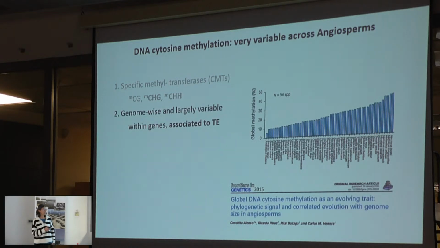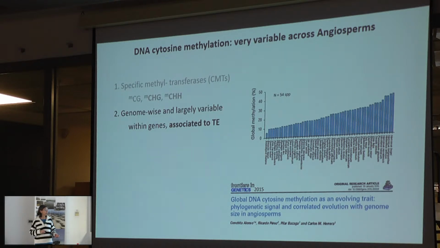Also, this methylation in CHG and CHH can be found in any genomic location, not only in the promoters, which is the main place where you can find it in animals or other organisms. We have a lot of methylation within genes, in the body of the genes, and also associated with transposable elements. That means that there is a broad variability in the global methylation level that the genomes of different plant species can have.